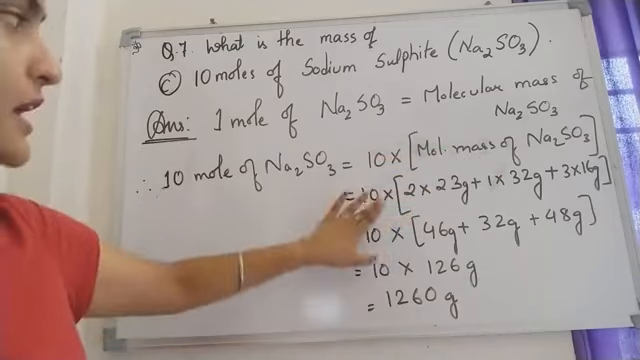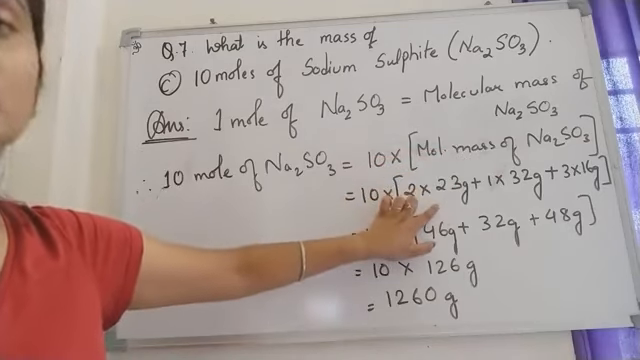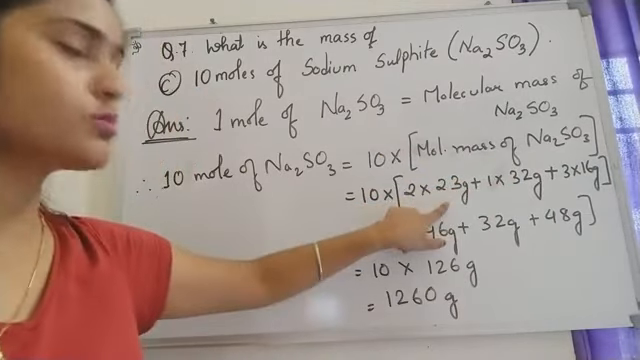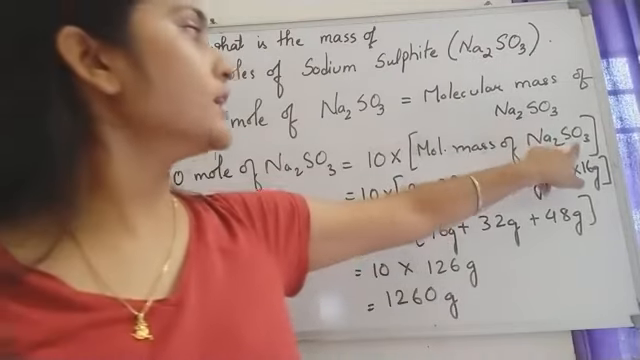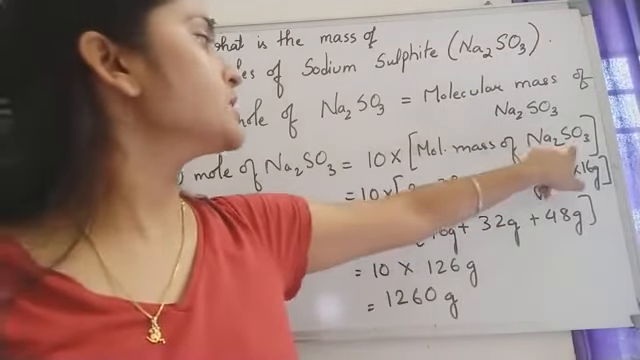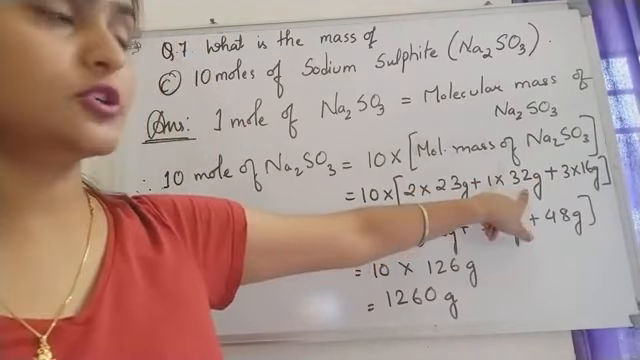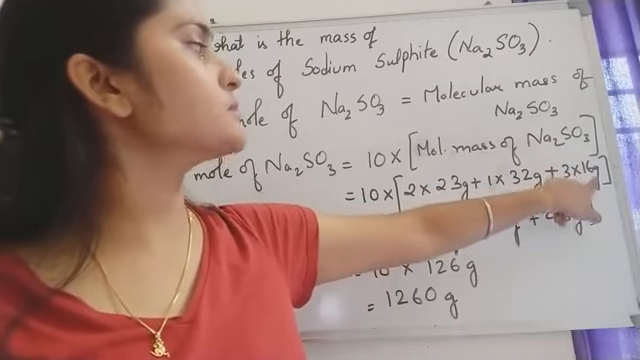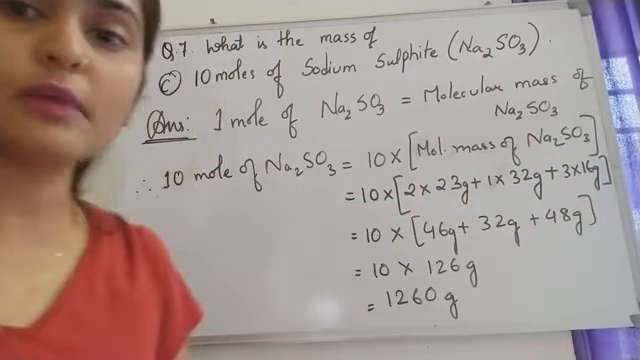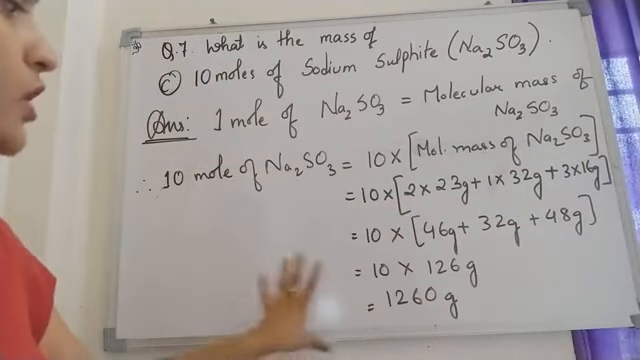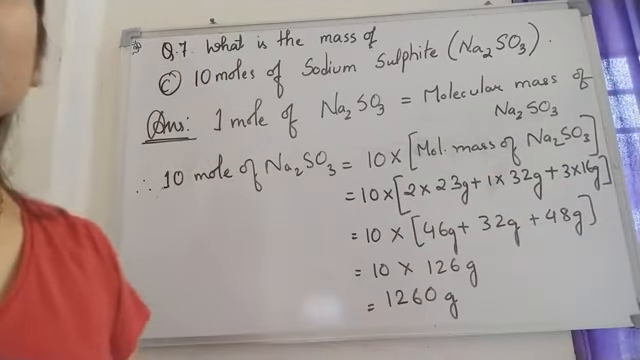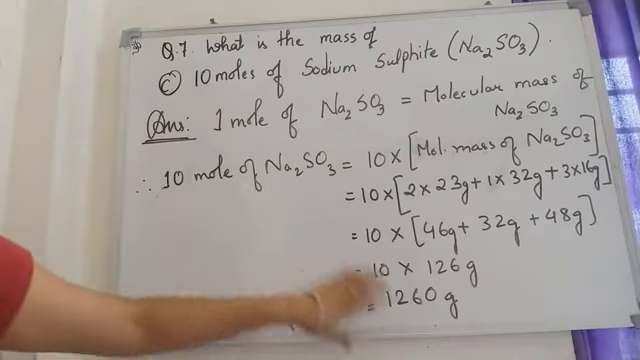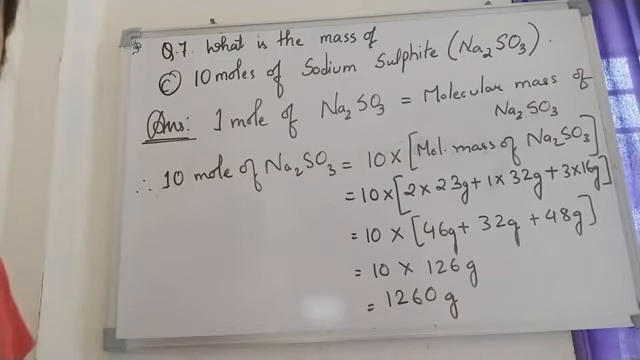So we are just solving it. 10 into, we are finding out the molecular mass of sodium sulfite. There are 2 atoms of sodium, so 2 multiplied by the atomic mass of sodium, 23 grams. Again 1 atom of sulfur, so 1 multiplied by the atomic mass of sulfur, that is 32 grams. Again addition, there are 3 atoms of oxygen, so 3 multiplied by the atomic mass of oxygen, that is 16 grams. Doing our calculation, we get the value of 1260 grams. So 10 moles of sodium sulfite is equal to 1260 grams. That is the mass.